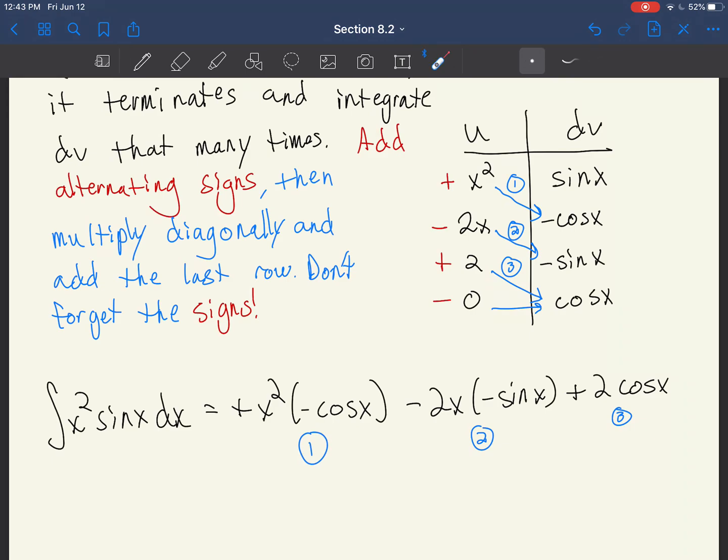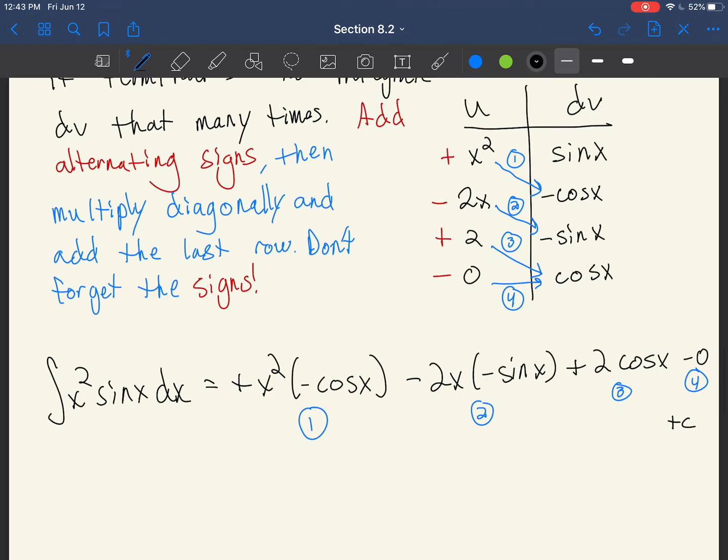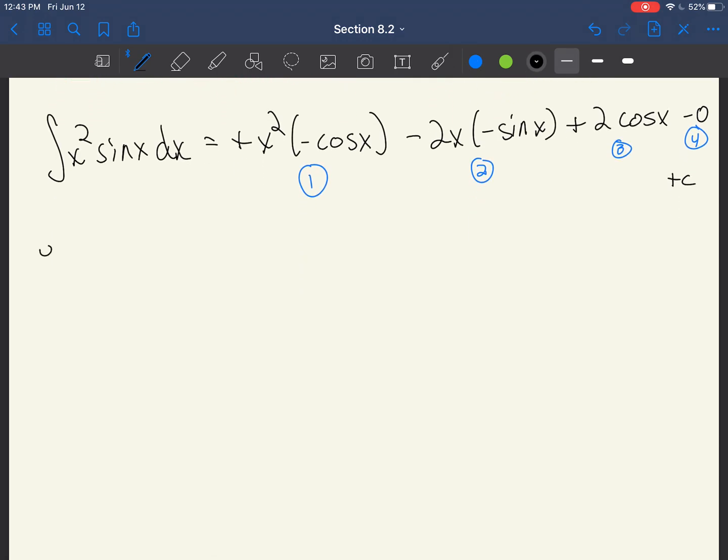And then you multiply the last row. Minus 0. And then plus C. Where the last row number 0 comes from number 4. Okay, so that's the tabular method. So let's see that in action as an example we have not seen before.